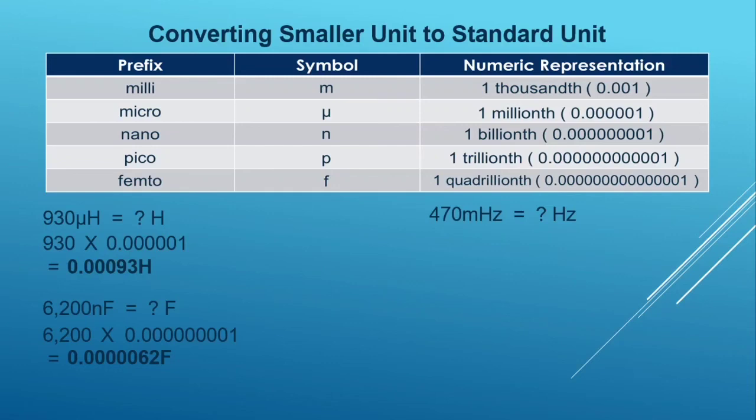Next, we will have another example, which is 470 millihertz. So convert it into hertz. So we have the 470 value, and then you're going to multiply it by the numeric representation of milli, which is 1 thousandth or 0.001. And then we will have an answer of 0.47 hertz. So those are the process of converting smaller unit into standard unit.